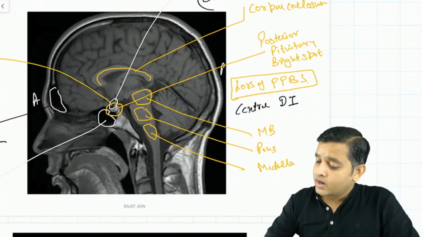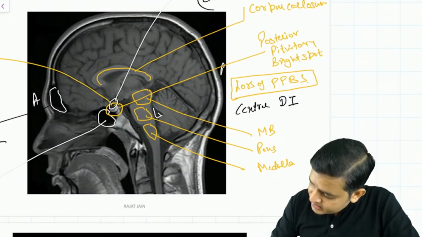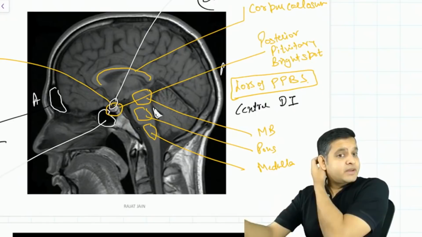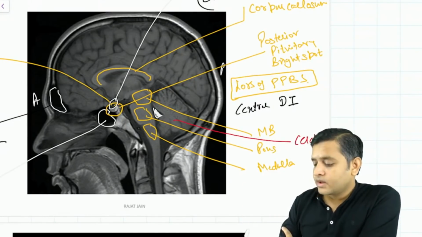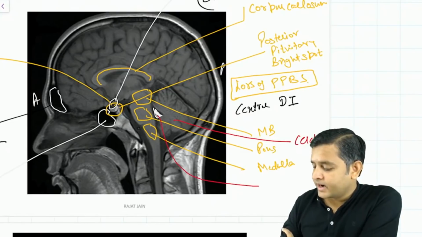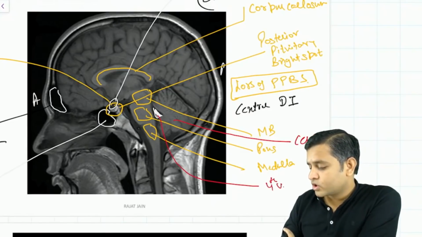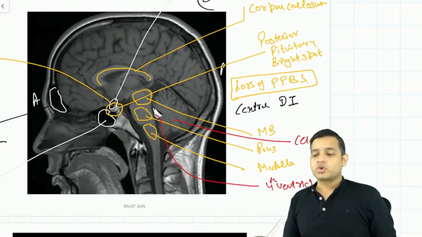What is this structure that is lying here, behind the brainstem? This structure is cerebellum. And in between them, this white that I marked is the fourth ventricle.